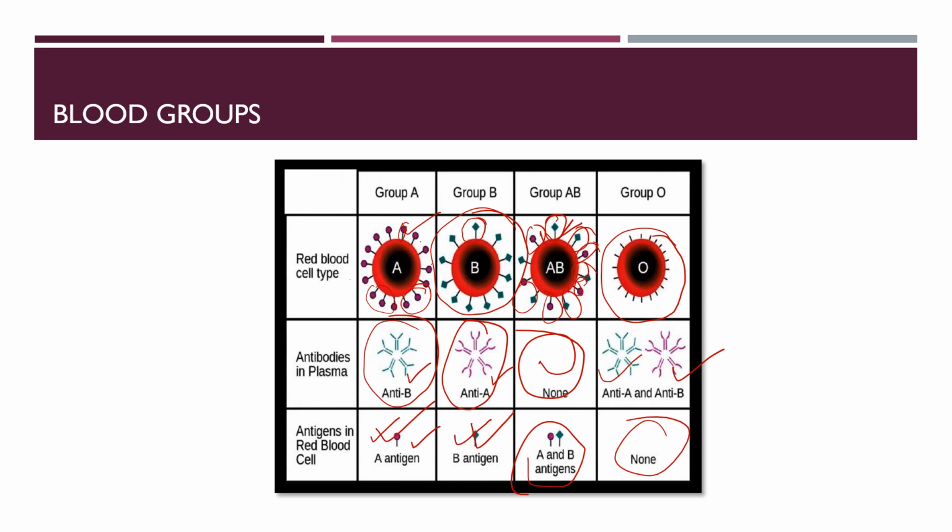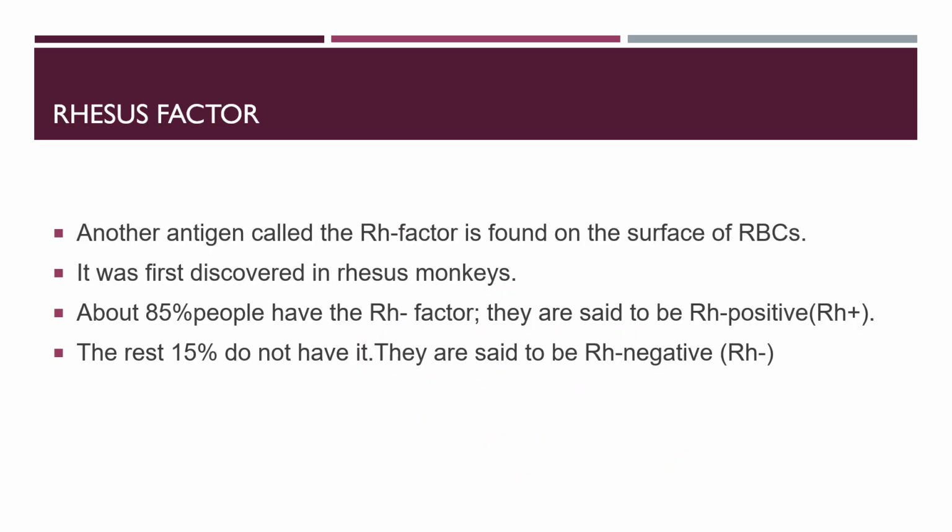Now we will see to whom these blood groups are compatible, that is, to whom they can donate blood and from whom they can receive blood. Now we are here with the rhesus factor. So what is the rhesus factor? There is another antigen called Rh factor which is present on the surface of RBCs. This is the rhesus factor, which is found on the surface of RBCs only, and it was first discovered in rhesus monkeys.